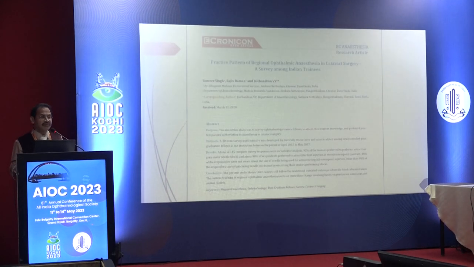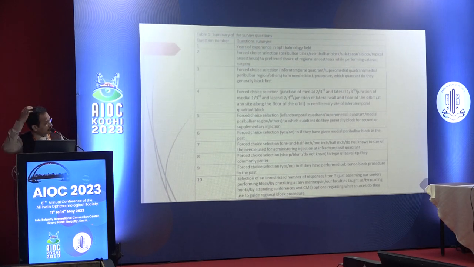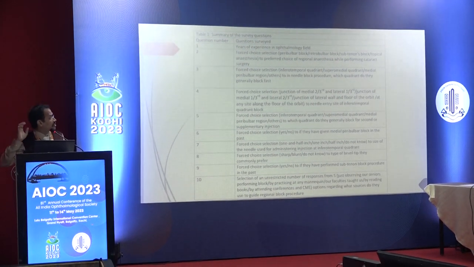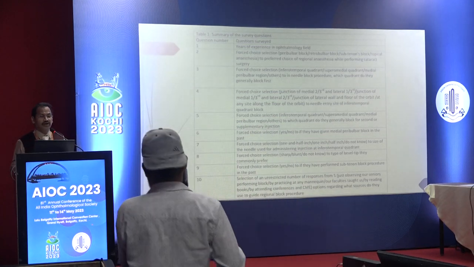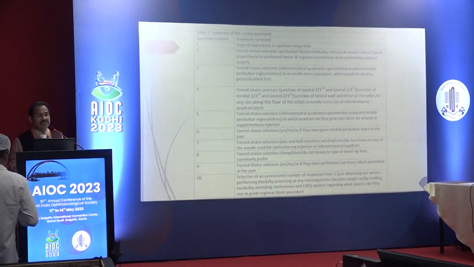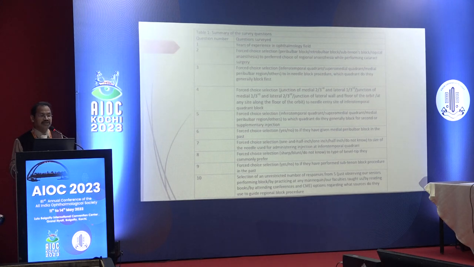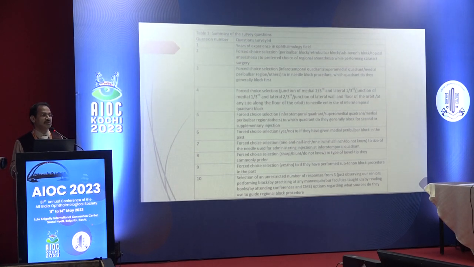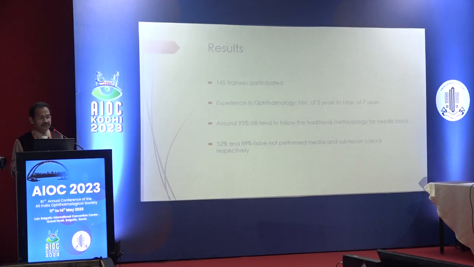Now, keeping this in mind, we did a survey that was published recently. In this survey, we circulated a 10-item questionnaire where we wanted to know the preferred site of blocking the patients, the preference for the supplementary injection, the size of the needle they used, and how they learned regional ophthalmic anesthesia. Nearly 145 trainees participated in it, and experience varied from a minimum of 2 years to 7 years.